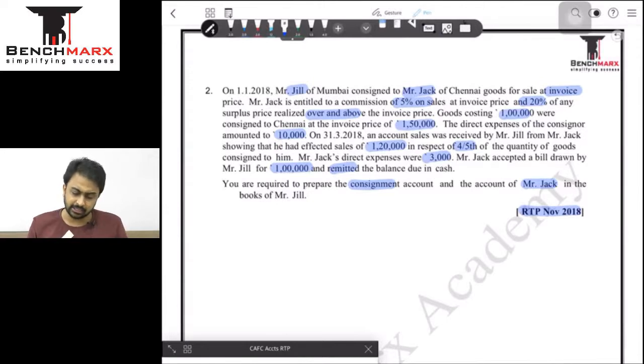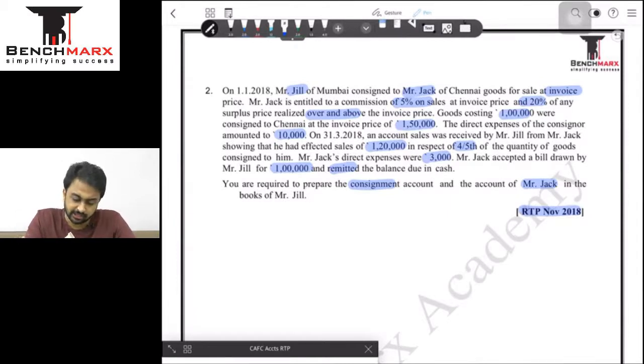I don't think there is any abnormal loss here, but commission is to be computed separately because it is 1% on sales at IP and some other percentage on any difference between actual selling price and the invoice price. That is the only thing that can be revised on the last date. Otherwise the whole sum looks quite simple. So let us start. We start by preparing consignment account.